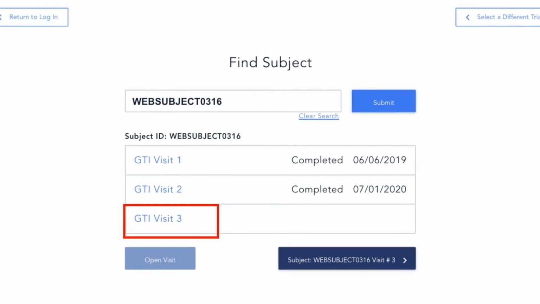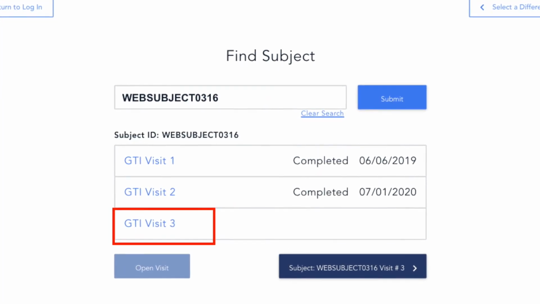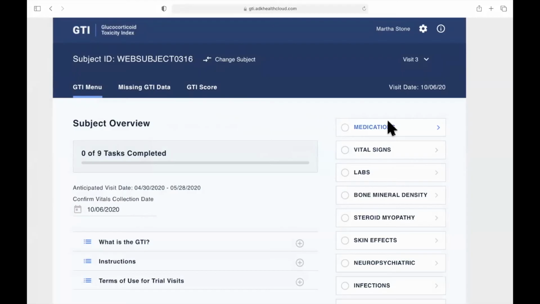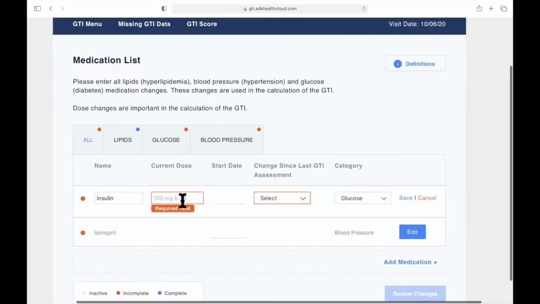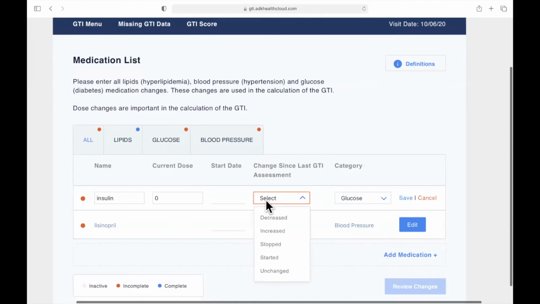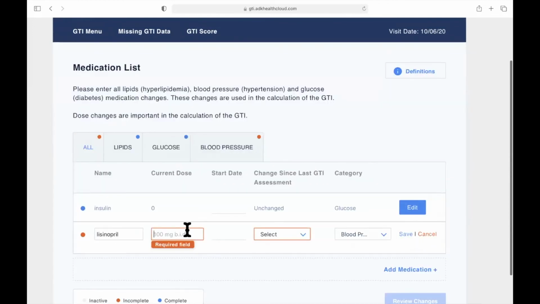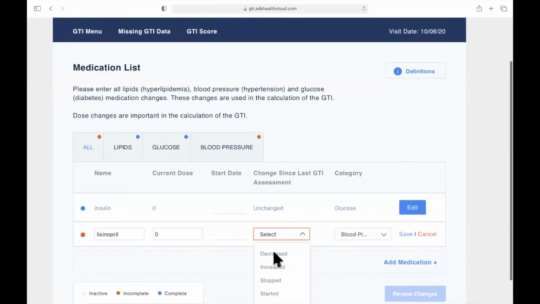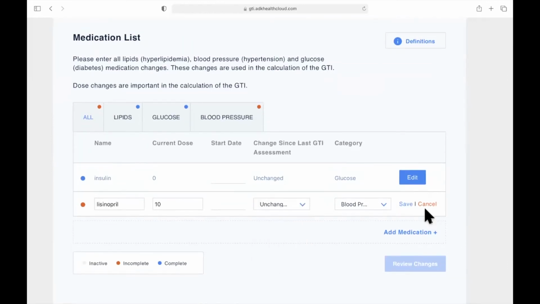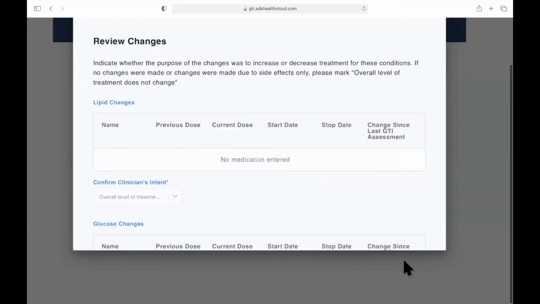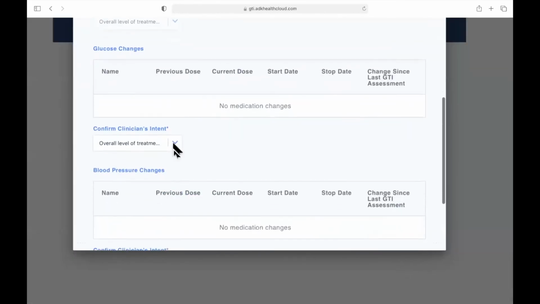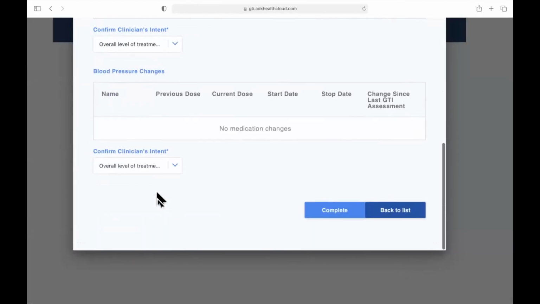We're on visit 3 now. This is maybe week 26 or 6 months after the baseline visit. There has been no change in the patient's medications. So the insulin remains off. The lisinopril is still 10 milligrams a day. And we confirm the clinician's intent, which is not to change the medications.